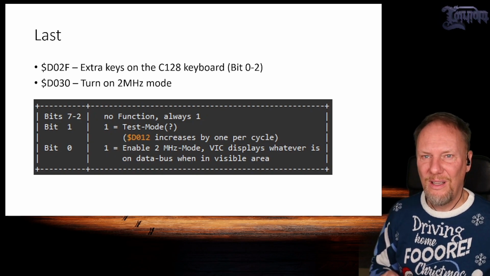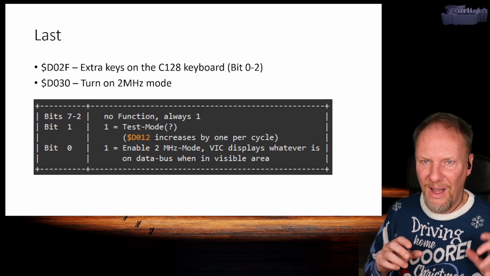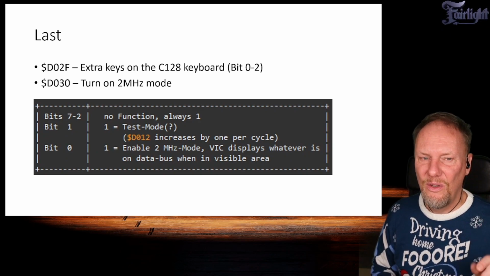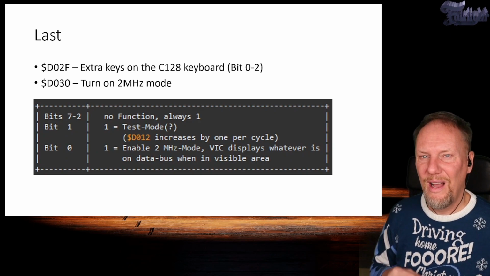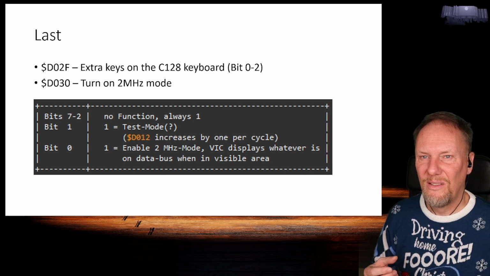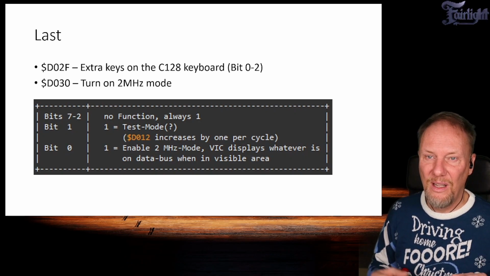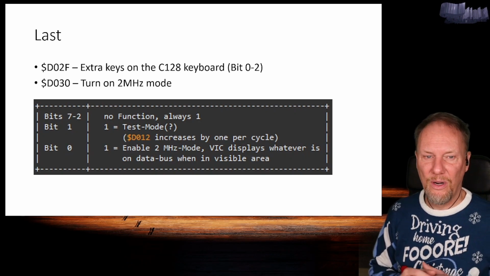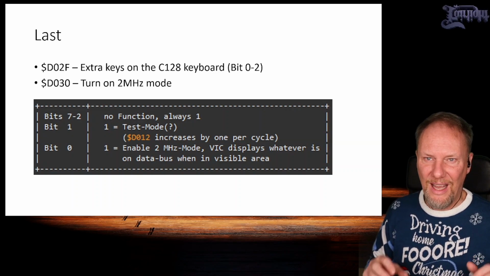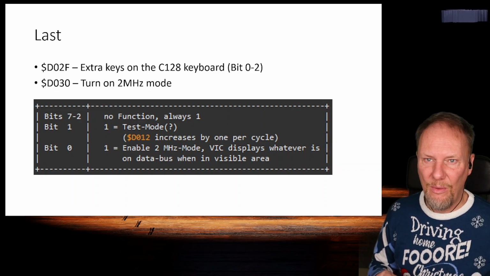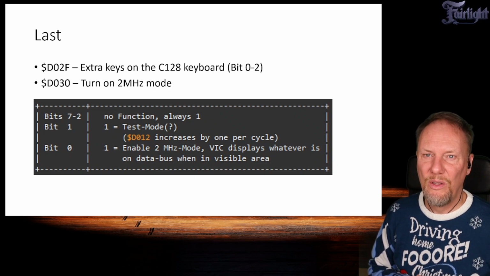So if you're running C64 mode on the 128, you can use this to run 2 megahertz inside the 64. Which is really handy for stuff that is time critical and where you want the computer to work faster. One of the cases where this was very much used was when you were crunching.